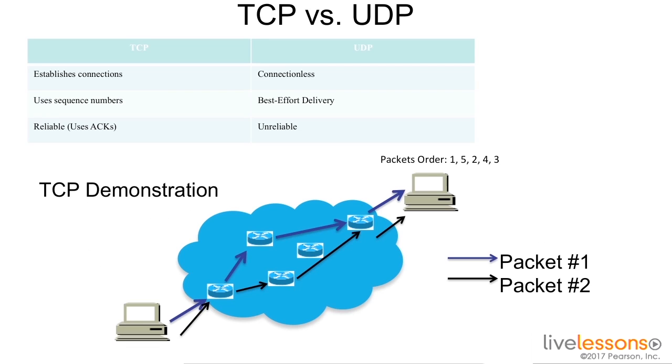So in review, TCP establishes connections with a three-way handshake, uses sequence numbers, and is reliable by the use of acknowledgements.